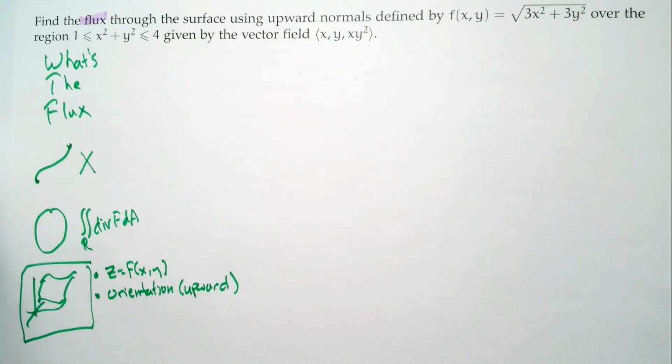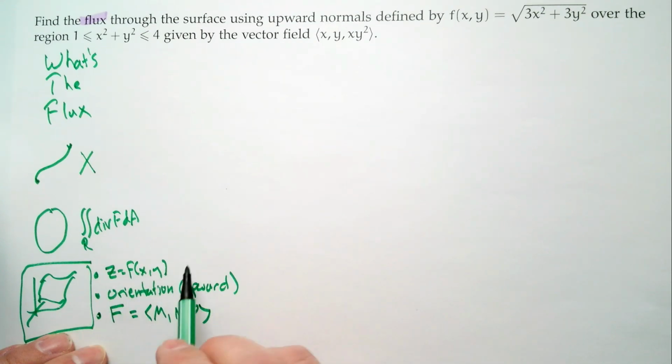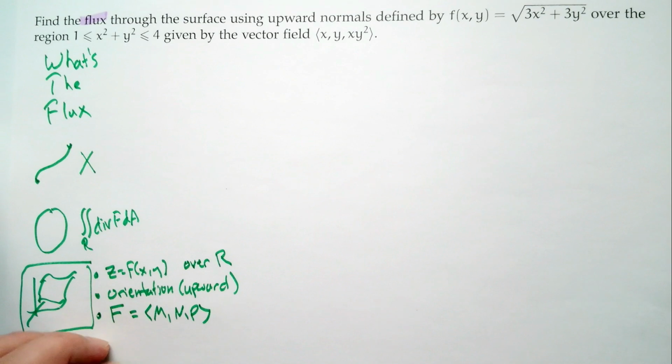So you have a surface, you have an orientation, and the other thing you have is a vector field. The vector field is modeling how things are moving through your space. It's a vector field F of M, N, P. And I should add that your surface is over a particular region R. So these are your pieces: a surface which is a function over region R, an orientation, and a vector field.